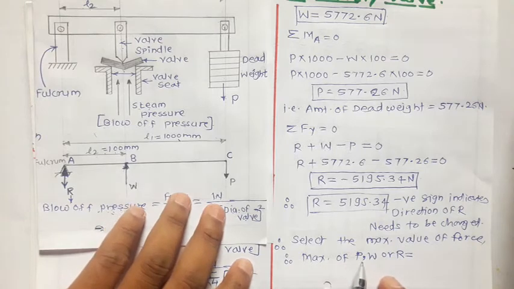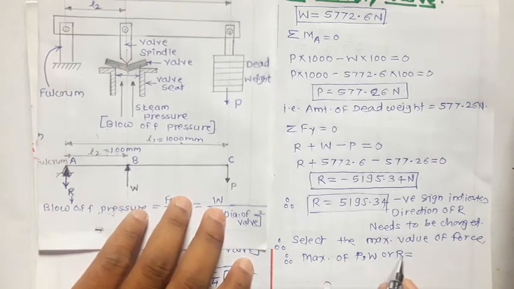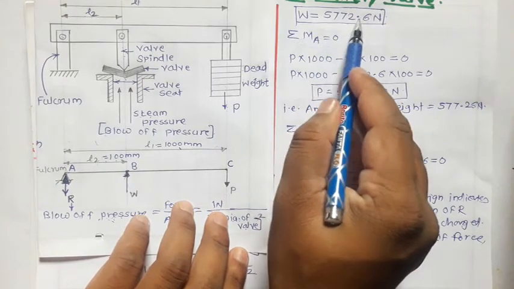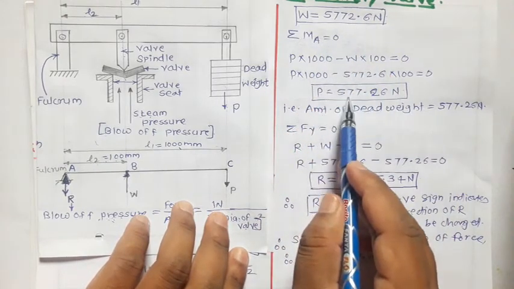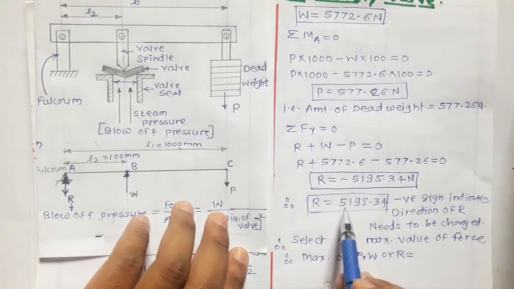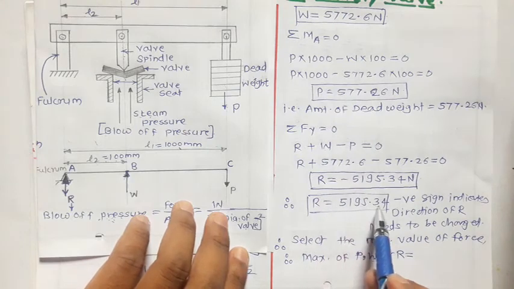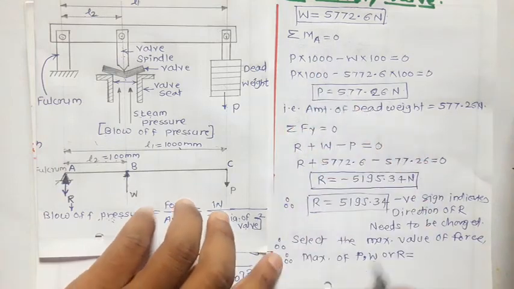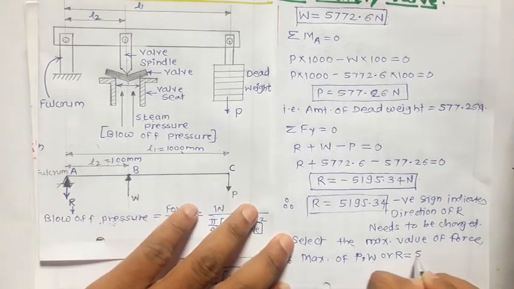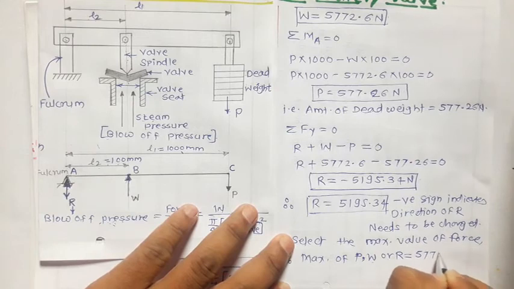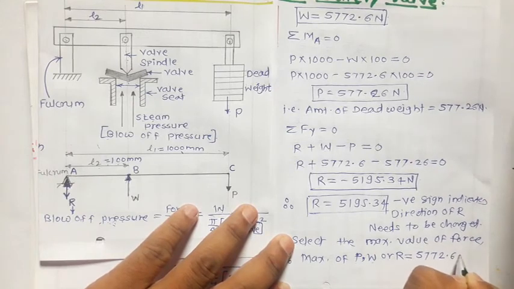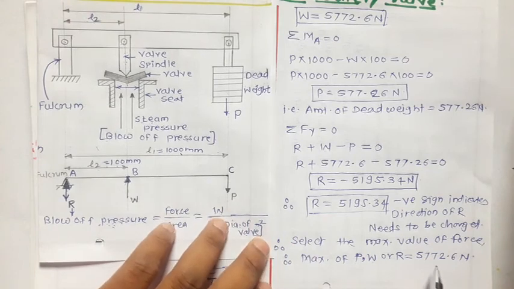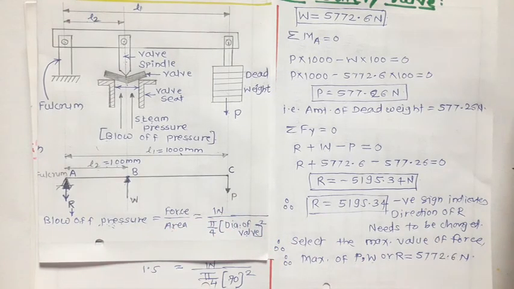Therefore, the maximum of P, W or R: if you look at these values, W is 5772.6, P is 577.26 and R is 5195.34. So the maximum value out of these is W, that is 5772.6 Newton. So we will use this maximum value of force for further design, that is design of pin and design of lever.